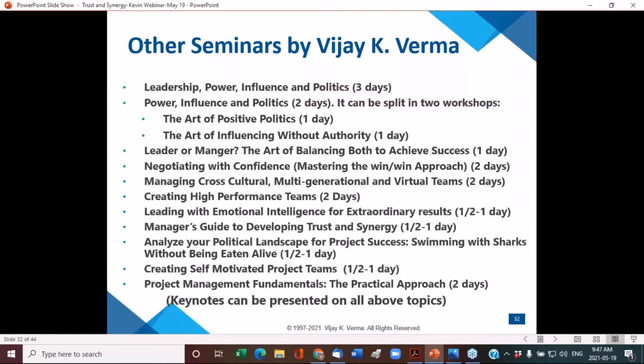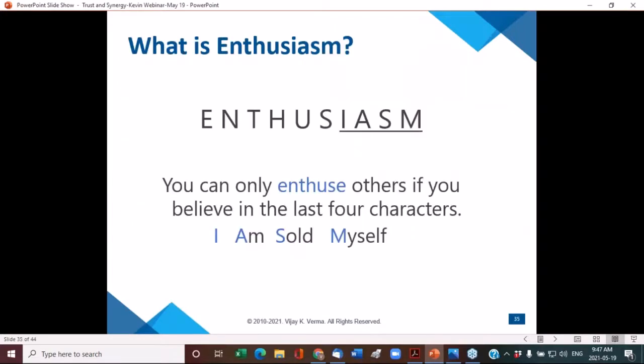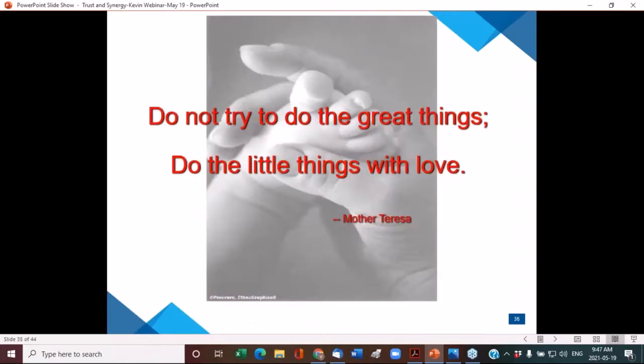We have time. Okay. So I thought I should really just share with you enthusiasm. When you're working with people, the important thing for managers is trusting people, but still come out and be enthusiastic. You can only enthuse others if you believe in the last four characters, IASM: I am sold myself. You cannot convince people, you cannot lead people with conviction if you yourself are not very enthusiastic.